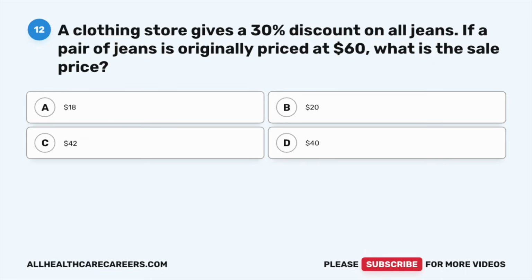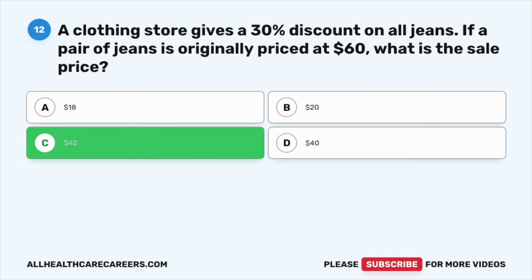Question 12. A clothing store gives a 30% discount on all jeans. If a pair of jeans is originally priced at $60, what is the sale price? Option A, $18. B, $20. C, $42. D, $40. The correct answer is C, $42.